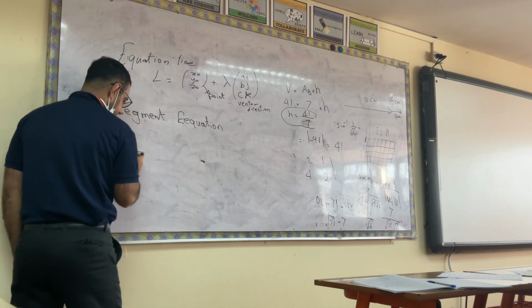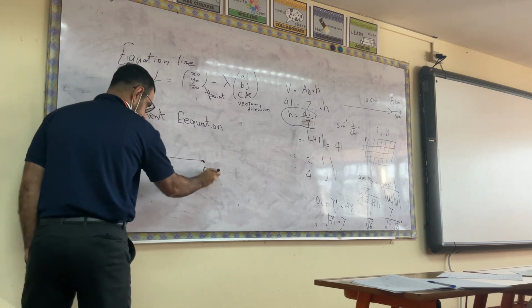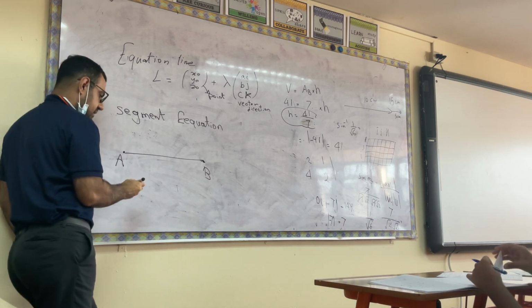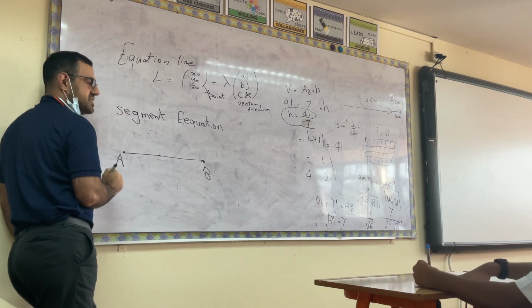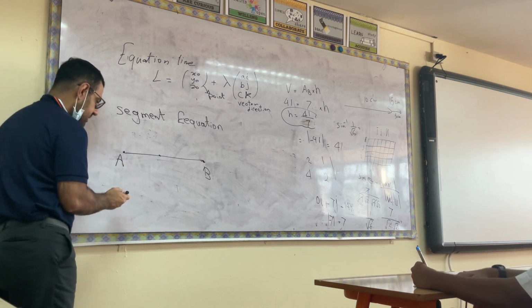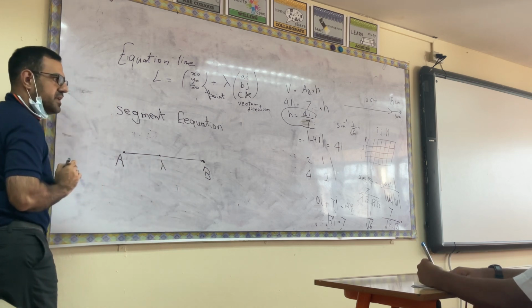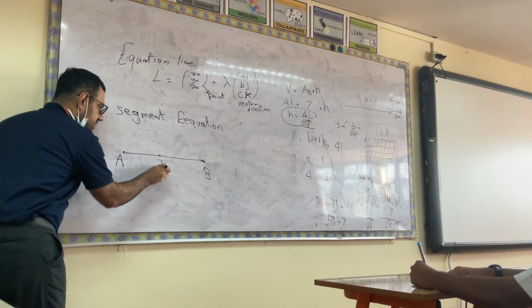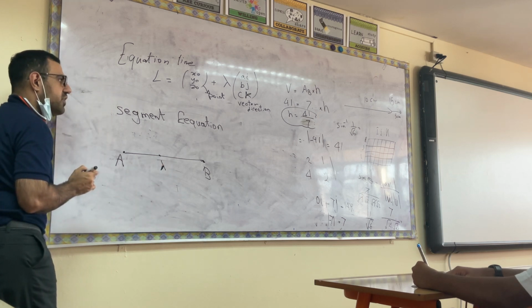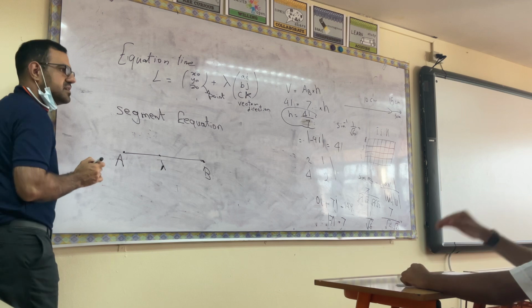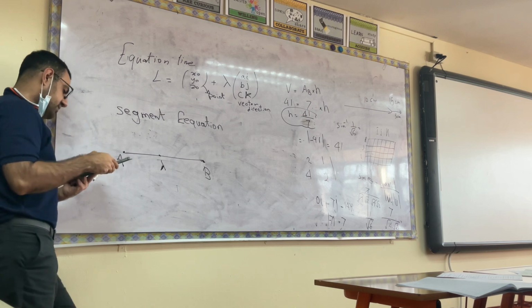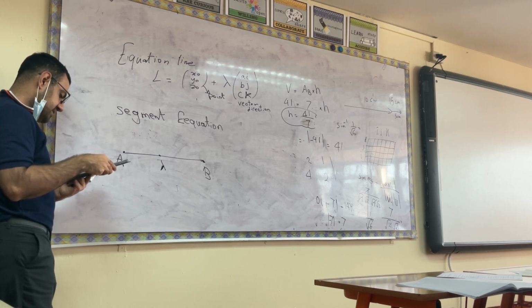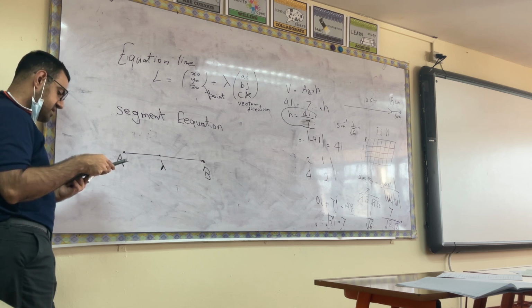So let's have a segment here, A and B. Now, if I want to say any point here, I would consider it as lambda. So let's consider this as lambda. Now, if I want to figure out how far they are from each other, how can I say that? How far is A from lambda, and how far is lambda from A? What's the difference?